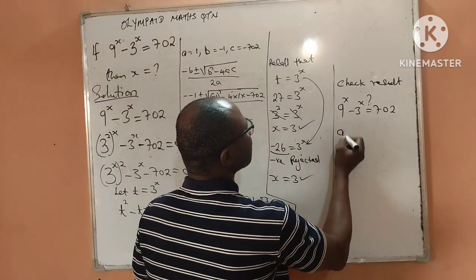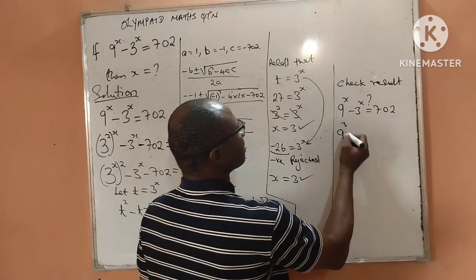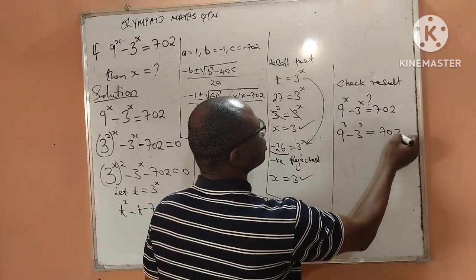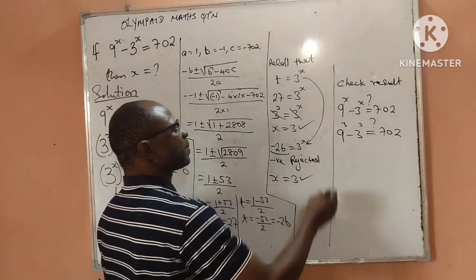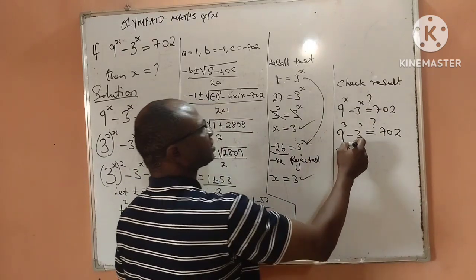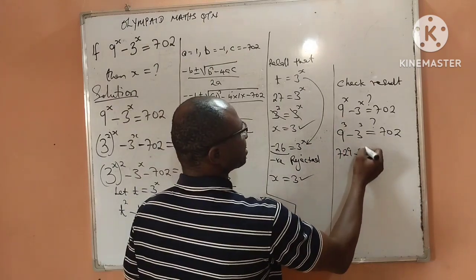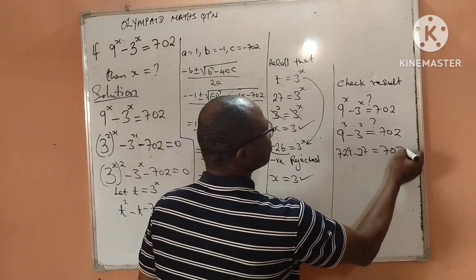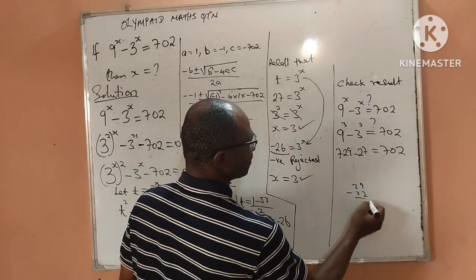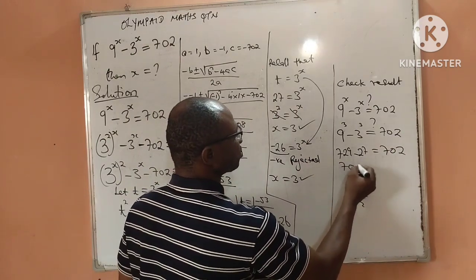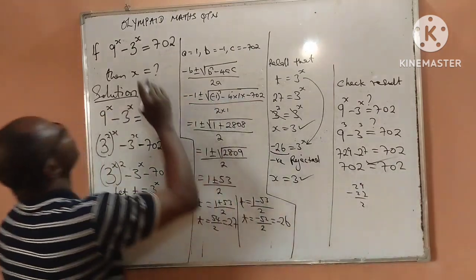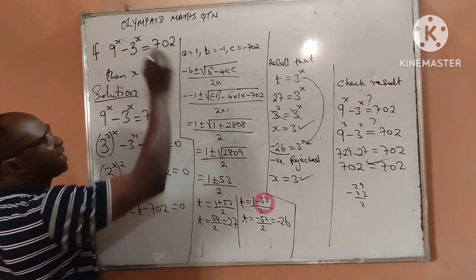Therefore, here 9 raised to the power 3 minus 3 raised to the power 3. Will this be equal to 702? We want to find out. 9 raised to the power 3 is 729 and 3 raised to the power 3 is 27. You can see with me that 729 minus 27 is 702. Therefore, we have 702 is equal to 702, implying that the value of x is actually, as we have gotten, equal to 3.